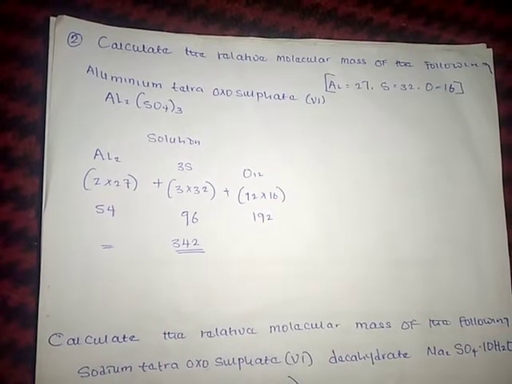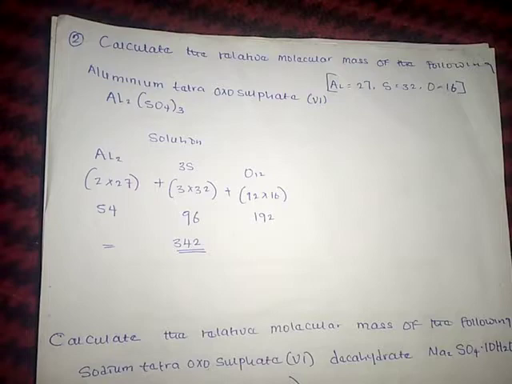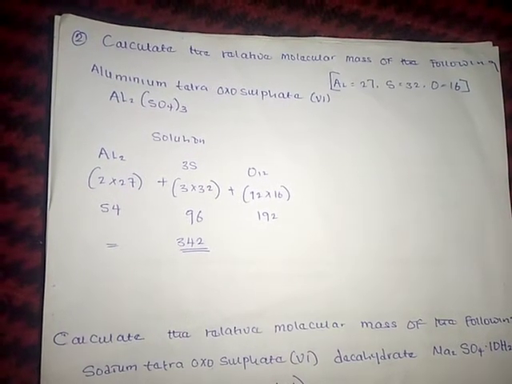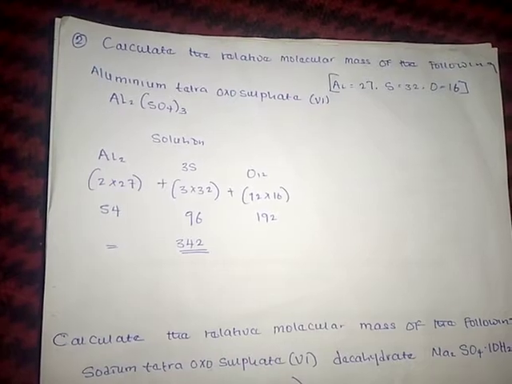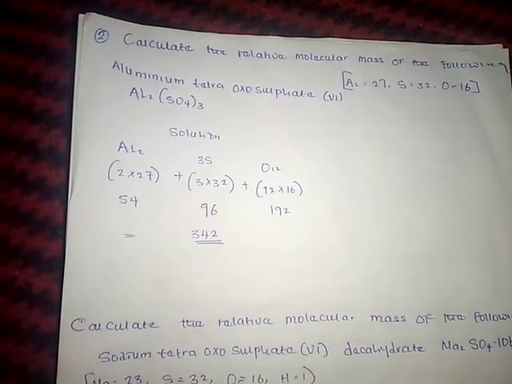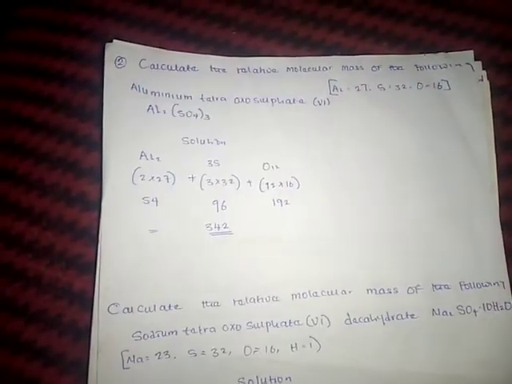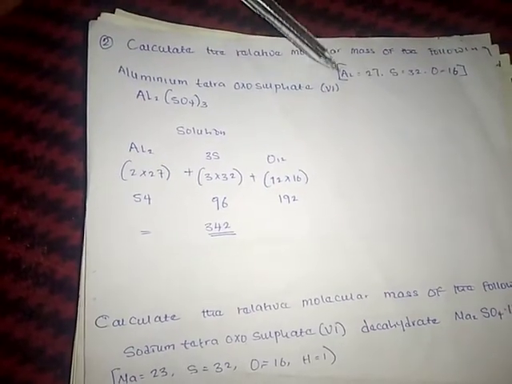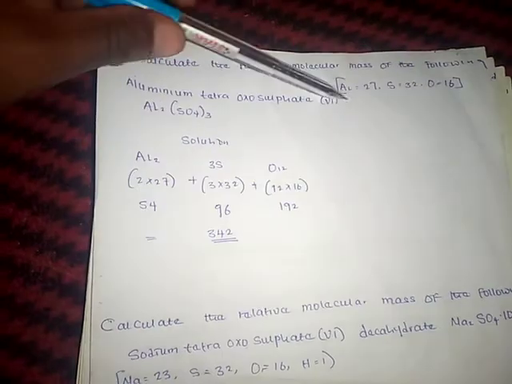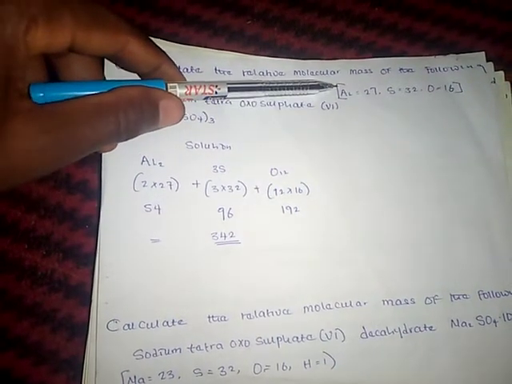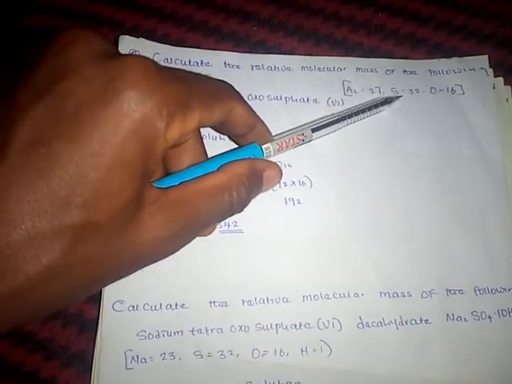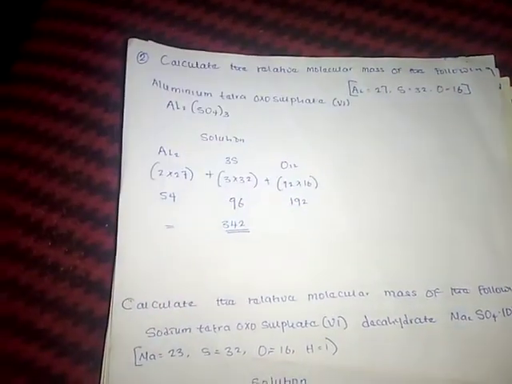Calculate the relative molecular mass of the following: aluminum tetraoxo sulfate 6. So, as we keep on going, you're going to see aluminum tetraoxo sulfate 6. It is very easy to see aluminum has an atomic mass of 27. Sulfur has that of 32, and then oxygen equals 16.